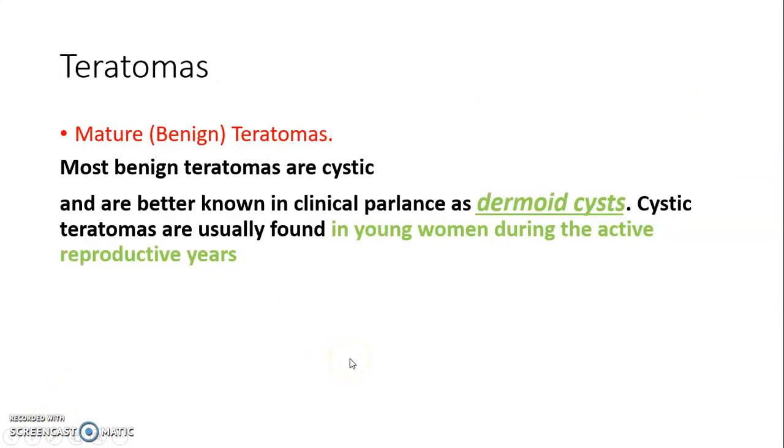Now, teratomas. In teratomas, mature or benign teratomas are most common, and most benign teratomas are cystic. So, there is cyst formation in teratomas also. So, it is also known as dermoid cyst. Cystic teratomas are usually found in young women during the active reproductive years. Mature teratoma is a benign tumor, also known as dermoid cyst, because there is cyst formation, and it is seen in young women.